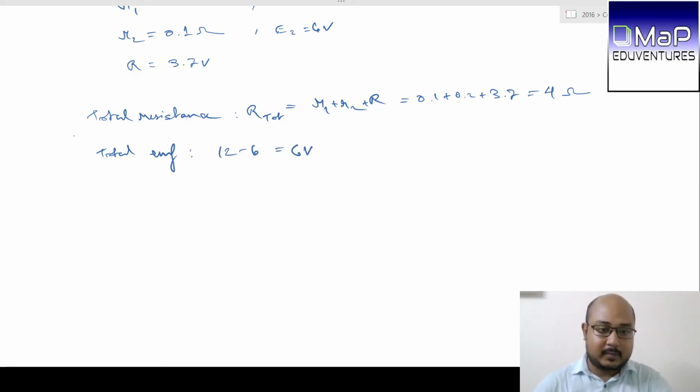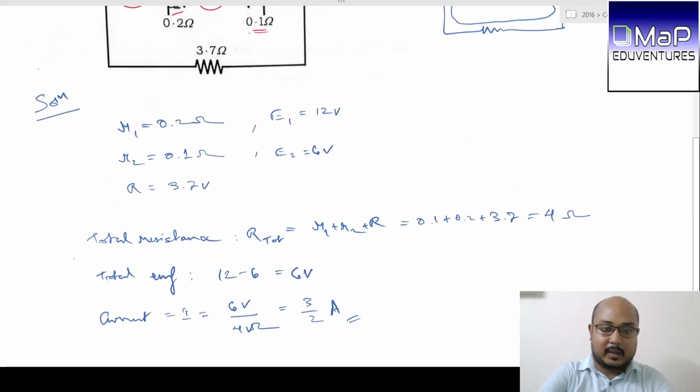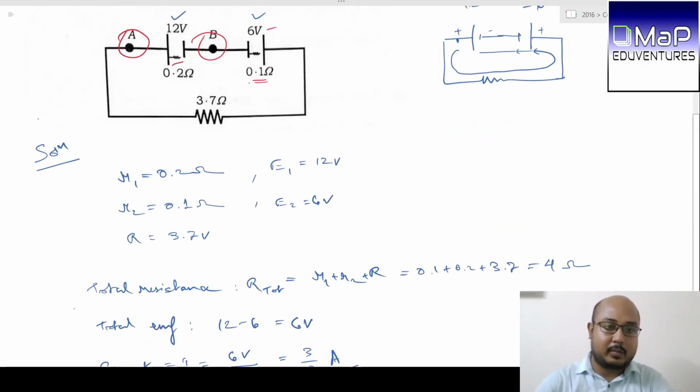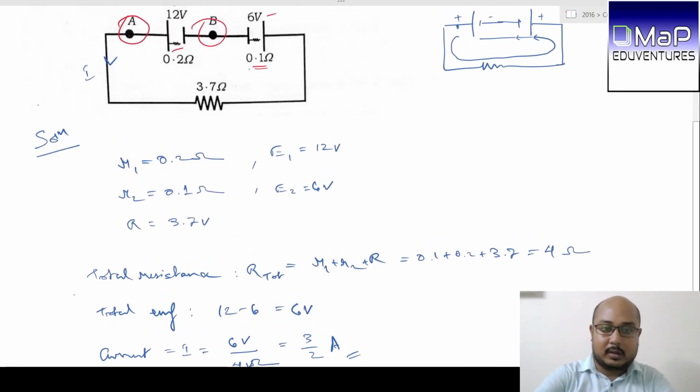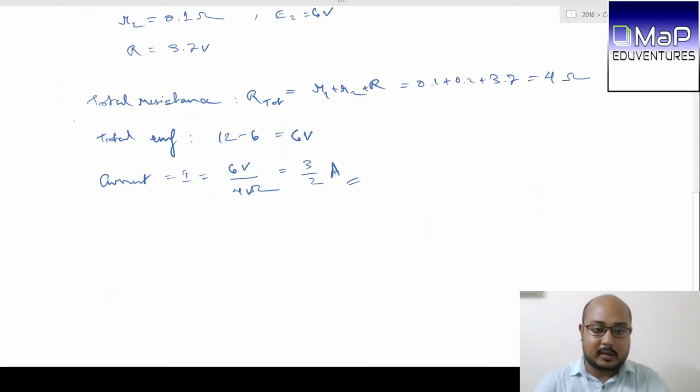So what is the current? The current is equal to the total EMF which is 6 volt by the total resistance which is 4 ohm. This gives us 3/2 ampere, that is the current. This is the current flowing in this circuit. As this current I flows through the 0.2 ohm resistance, we find the potential drop.